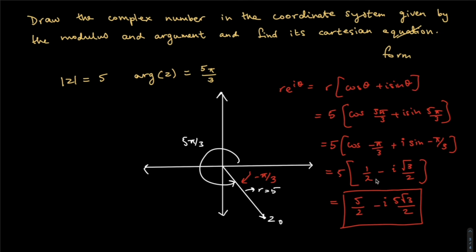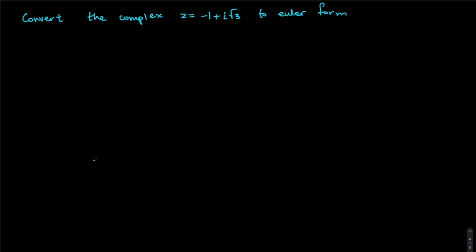Let's just look at one more small example. Okay, so we have the question: convert the complex number minus 1 plus i root 3 to Euler form. So the Euler form is what? r e raised to the power i theta, right? Where r is the modulus of our complex number, and theta is the argument of our complex number. So basically, if we have these two values, we can go ahead and convert into our Euler form, right?